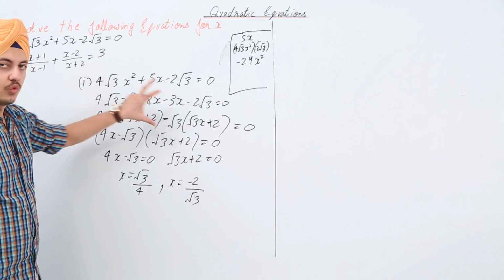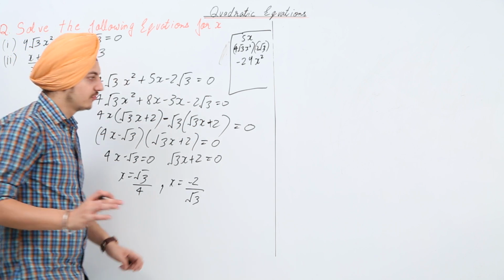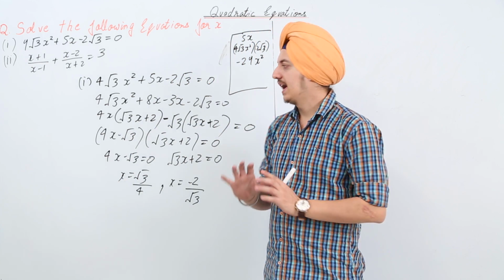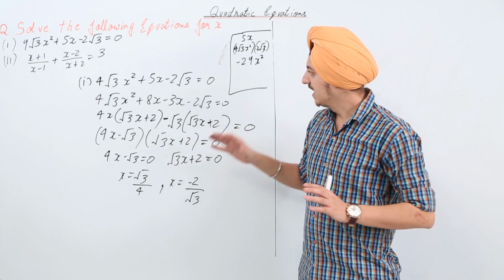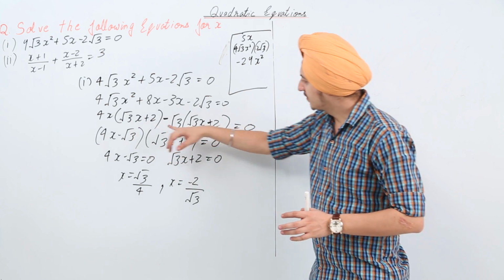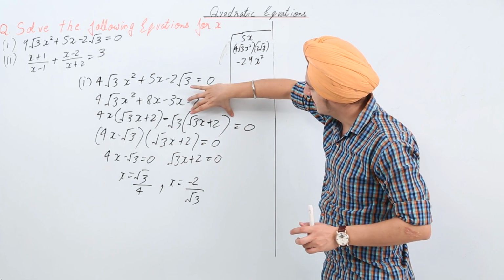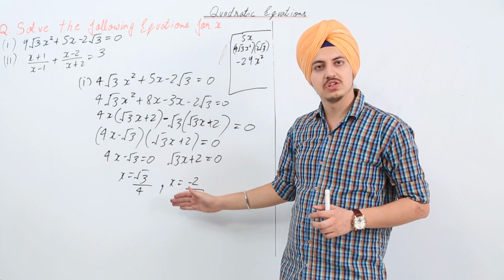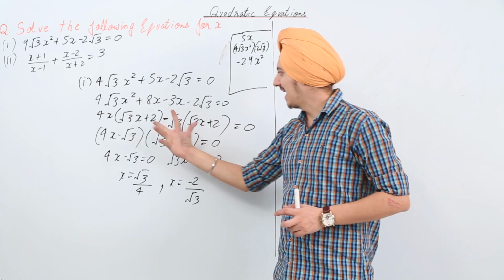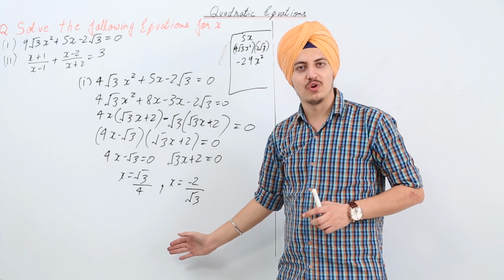Just if there are roots involved, you don't have to be afraid of those. You just have to multiply and split the middle term correctly, and then check your answer from this step, because this term and this term are to be equal. After that, you just have to write this and this separately and then solve for x.